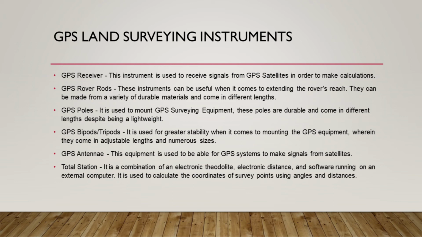The last one is the total station. It is a combination of an electronic theodolite, electronic distance meter, and software running on an external computer. It is used to calculate the coordinates of survey points using angles and distances.